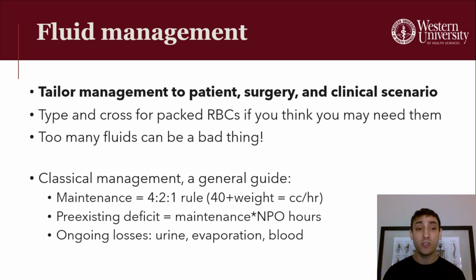If you expect a lot of blood loss too, make sure you type and cross ahead of time. You don't want to be doing this during surgery. You don't want to have to wait for anything. A general guide for classical management, you probably heard of the 4-2-1 rule. So for the first 10 kilograms, 4 cc's, second 10 kilograms, 2 cc's, and then every other kilogram, 1 cc. This can be just shortened to 40 plus weight cc's per hour.